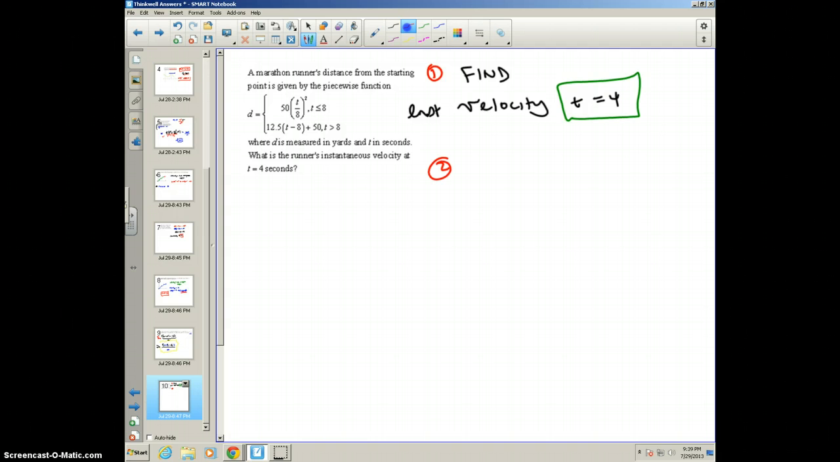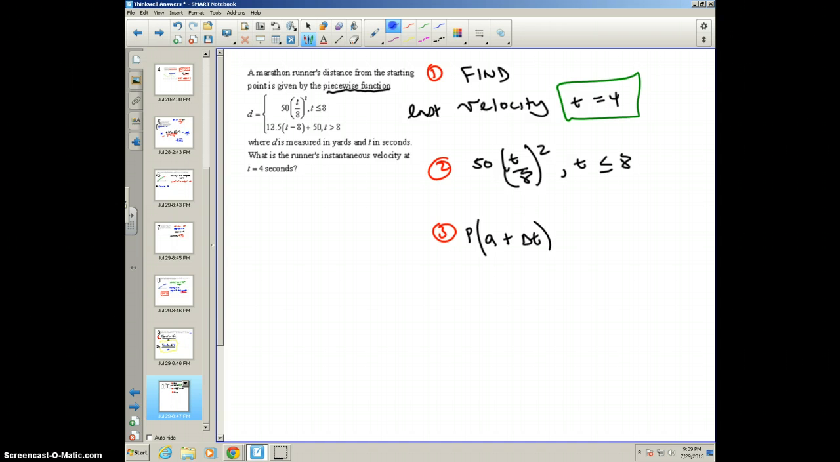what we're given is a piecewise function, as it says here. We're only concerned with the first portion of this piecewise, and that is 50 t over 8 squared, where t is less than or equal to 8. That is the only part we're concerned with, since our t equals 4, which is less than or equal to 8.